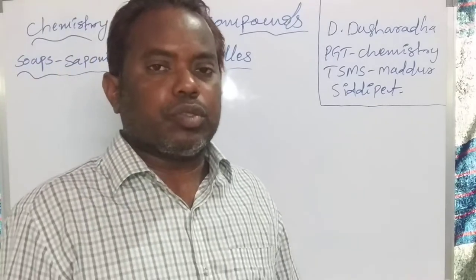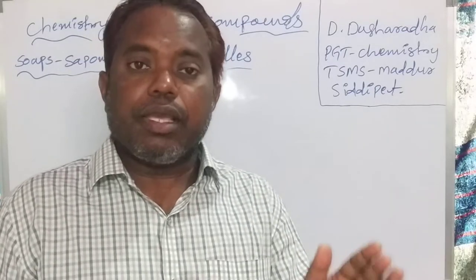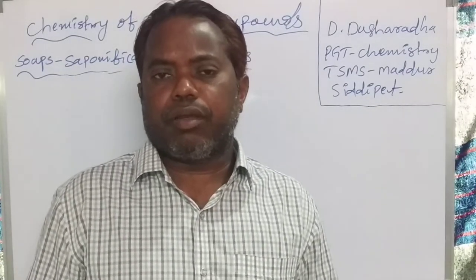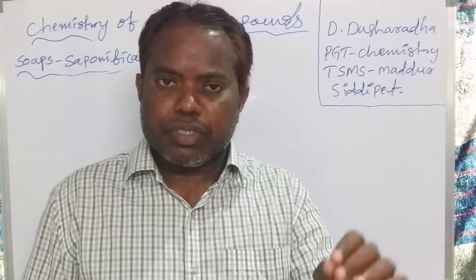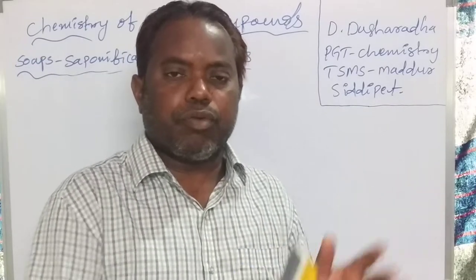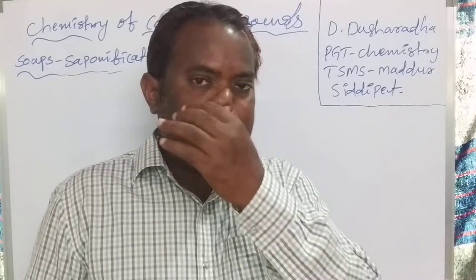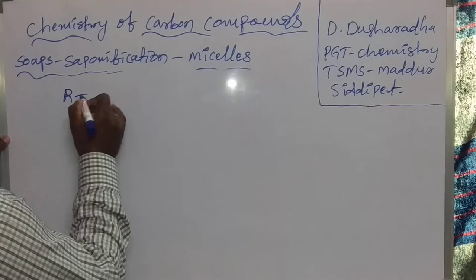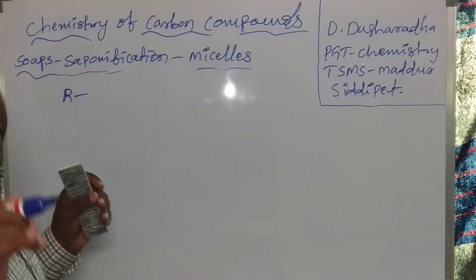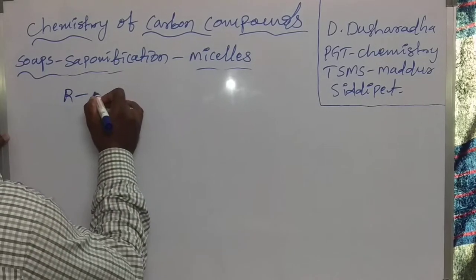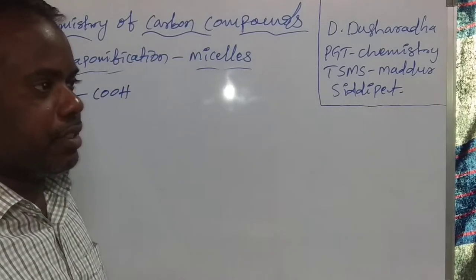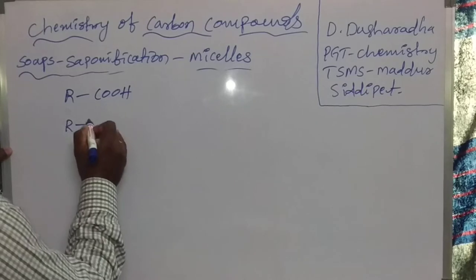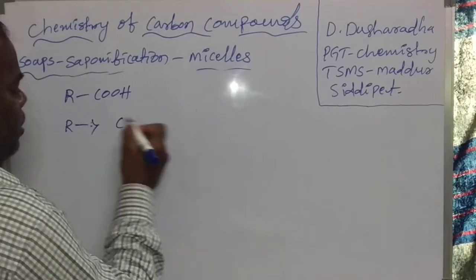In the same way, soap is a salt. Soap is made from higher fatty acid. Higher fatty acid means carboxylic acid. Carboxylic acid means RCOOH, the general formula. RCOOH reacts with sodium hydroxide or potassium hydroxide, the hydroxides of first group A elements. The general formula for all carboxylic acids is RCOOH. Now I am talking about higher fatty acids, where R means more number of carbons.